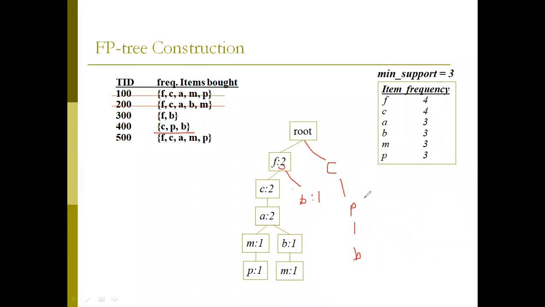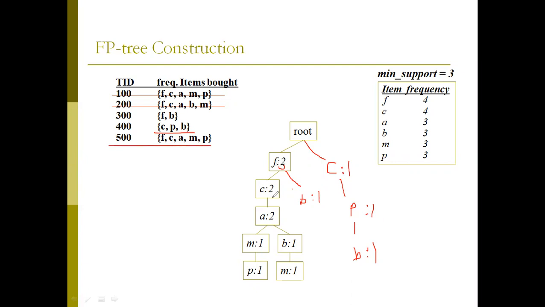Okay, how many times have we visited C? 1. And P is also 1. From this part, P is also visited 1 time, and C is visited 1 time. B is also visited 1 time. This is another path. Okay, so last, this is the one.